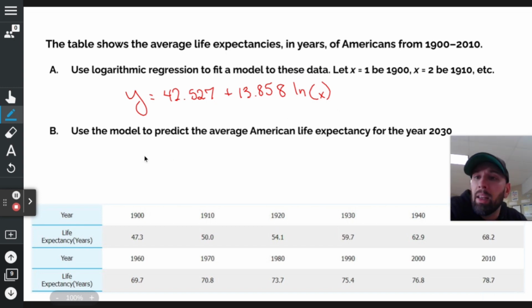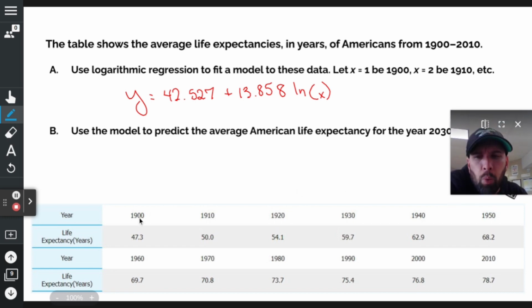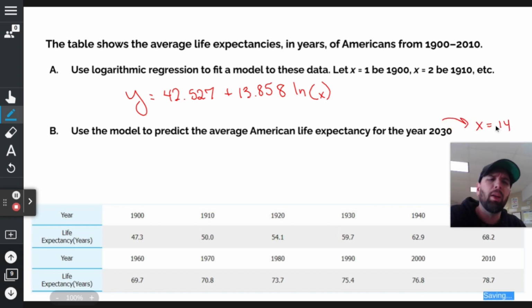So I can then answer B, which is use the model to predict the average American life expectancy for 2030. Now, I do this in the video, but I'm also very clear that if you're 1, 2, 3, 4, 5, 6, 7, 8, 9, 10, 11, 12, then 2030 is going to be 14. So I'm going to make sure I understand that 2030 is when X is 14. And I say that in the video.